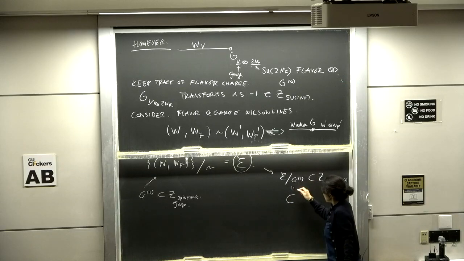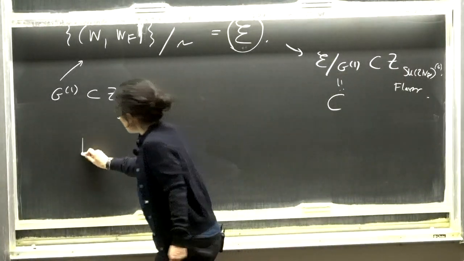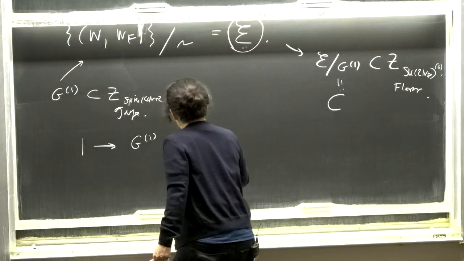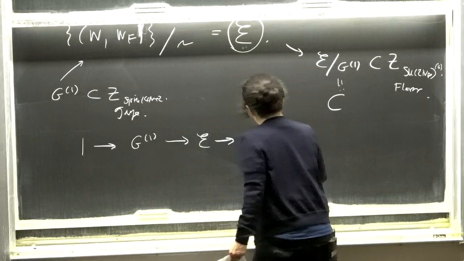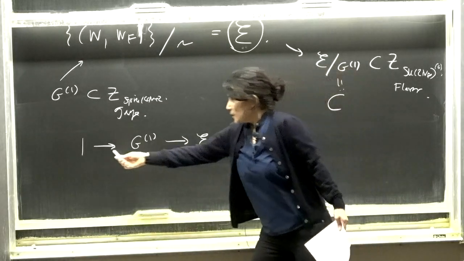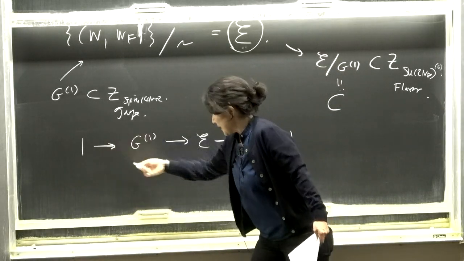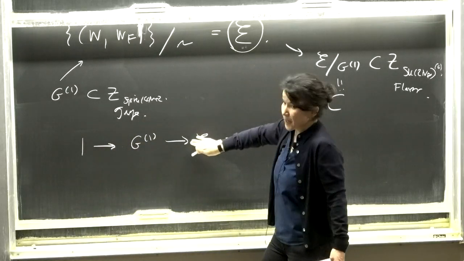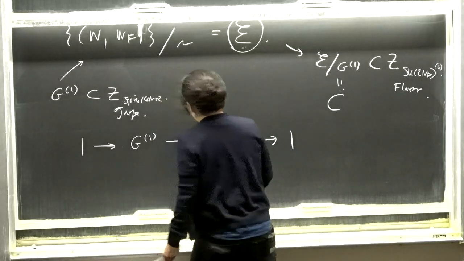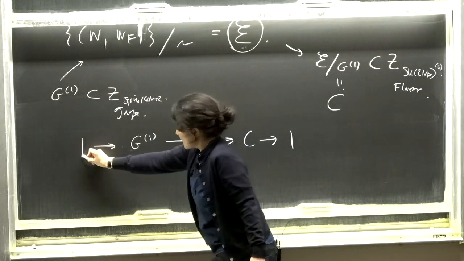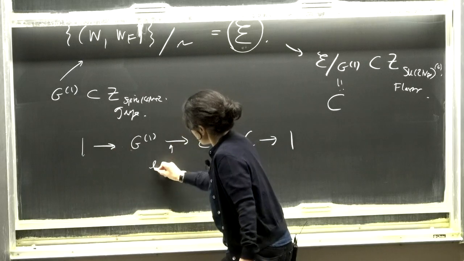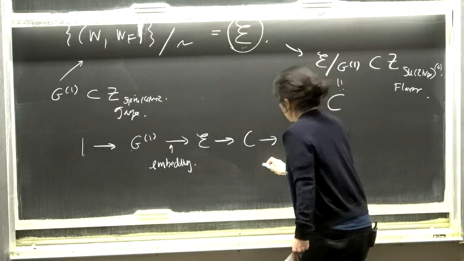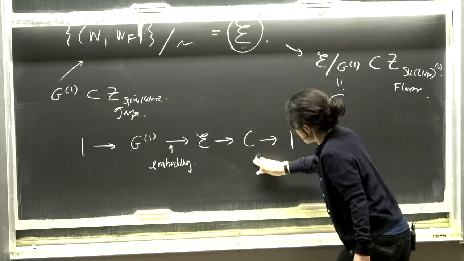So here, let's call this C. Mathematically, what you have is one of these exact sequences. This means just that at each point, it's exact. It means that whatever comes into here needs to go into the kernel of this next map. So this is exact in the sense that there's a 1 here. This is an embedding, so this is injective. And this projects, so this is surjective.